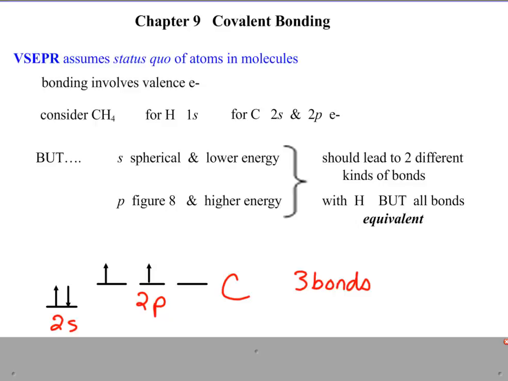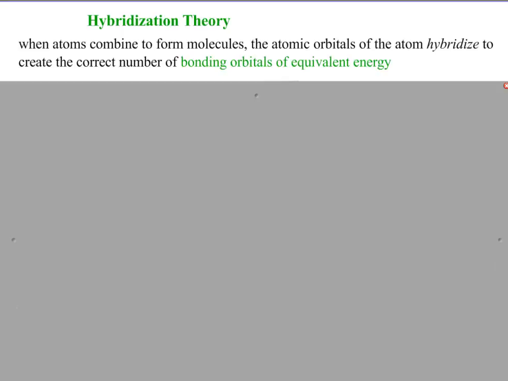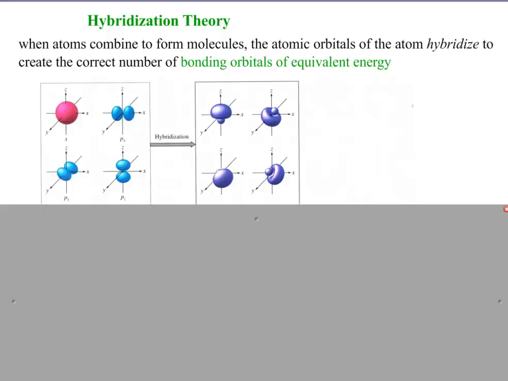So something else obviously is going on, on top of which all of the bonds in methane are identical. This certainly doesn't give us that arrangement. So what happens is I deal with something called the hybridization theory. When atoms combine to form molecules, the orbitals of the atoms hybridize to create the correct number of bonding orbitals, and these bonding orbitals are equivalent in energy. So if we look first of all at the shape of the s and the p orbitals, s orbitals are spherical, and they're represented in red here. P orbitals are figure 8 or double sphere geometries. They're going to be represented by blue shapes.